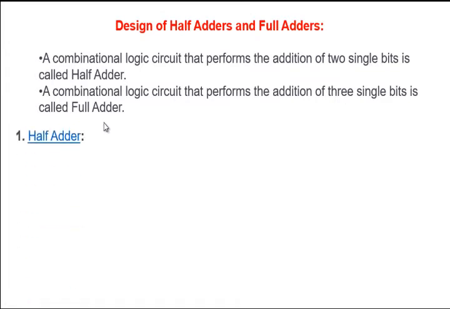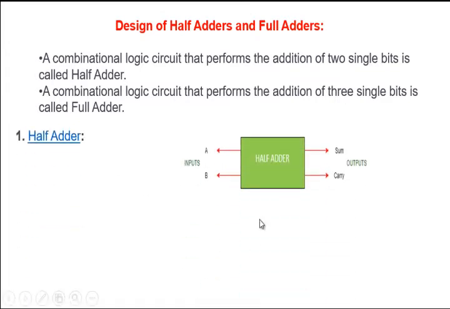Now we'll start with the half adder. This is the block diagram of the half adder. Here we are taking two inputs, A and B, and as output we get the sum of these two single bits and the carry, if any is generated, on the output side.